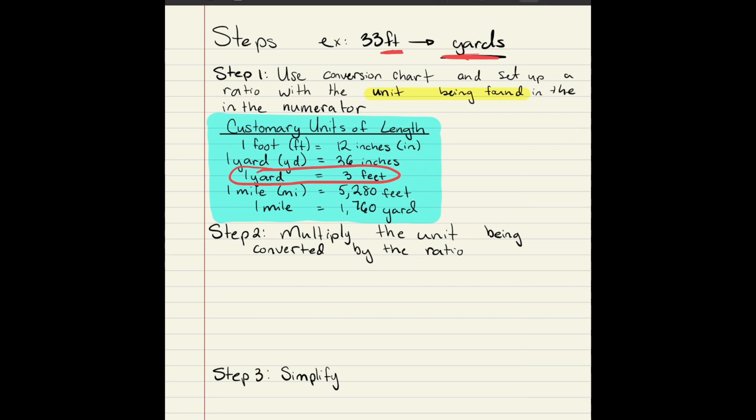And the unit being found is the yards, because we have 33 feet. So we have the feet, so that's going to go at the bottom. We're finding the yards, so that's in the numerator. So 1 yard is 3 feet. So this is the unit being found.